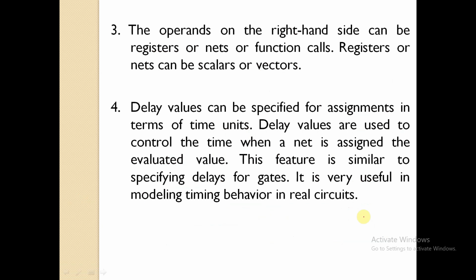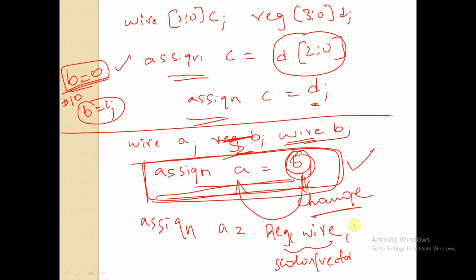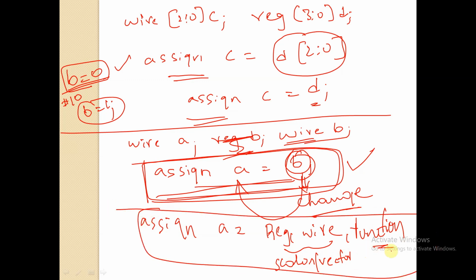So the operands on the right hand side can be registers or nets or function calls, and registers or nets can be scalars or vectors. As we have discussed, in assign A, A is a wire, and the right hand side can be a register or a wire, scalar or vector, no problem, and it can be a function call also. I will discuss these functions and tasks in upcoming sessions. So remember that the right hand side can be reg, wire, or a function, and the left hand side should be of type wire only.